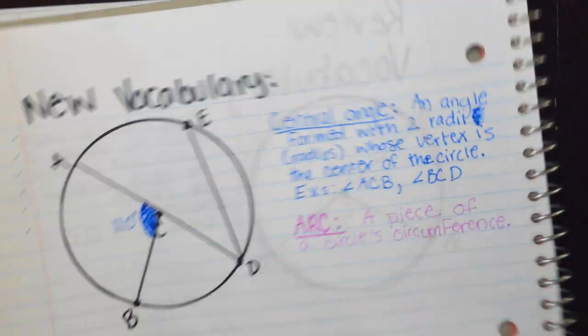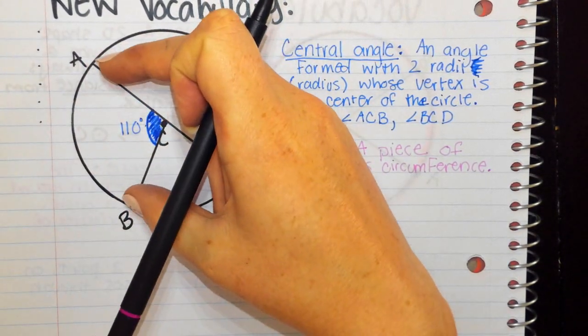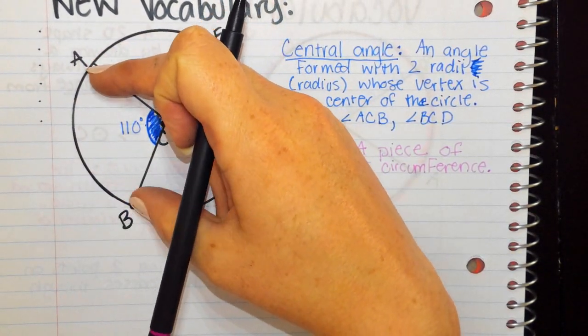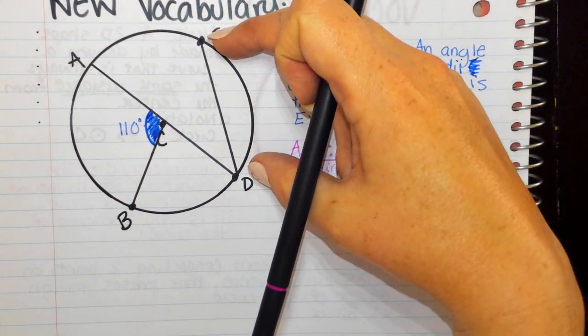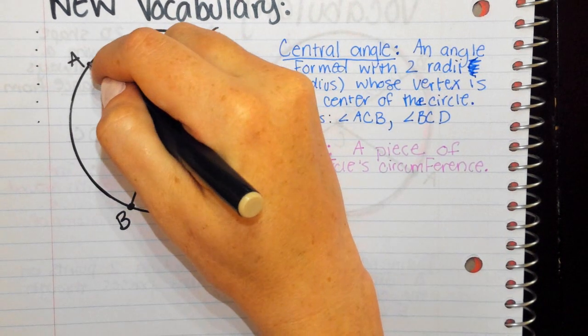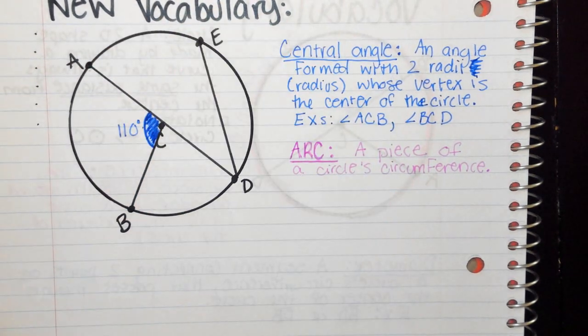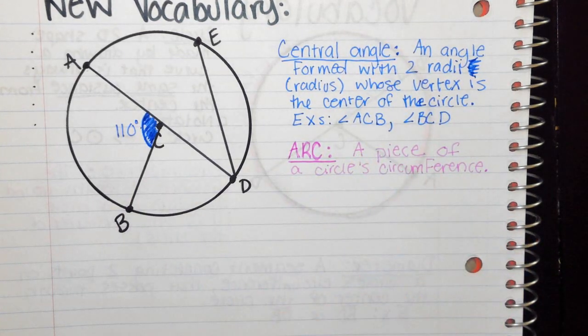So what an arc is, maybe I don't want to look at the whole thing. I just want to look at a piece of it, like maybe just from A to B, or maybe just from B to D, or E to D. So all those are examples of arcs in this picture. Couple of things about arcs.